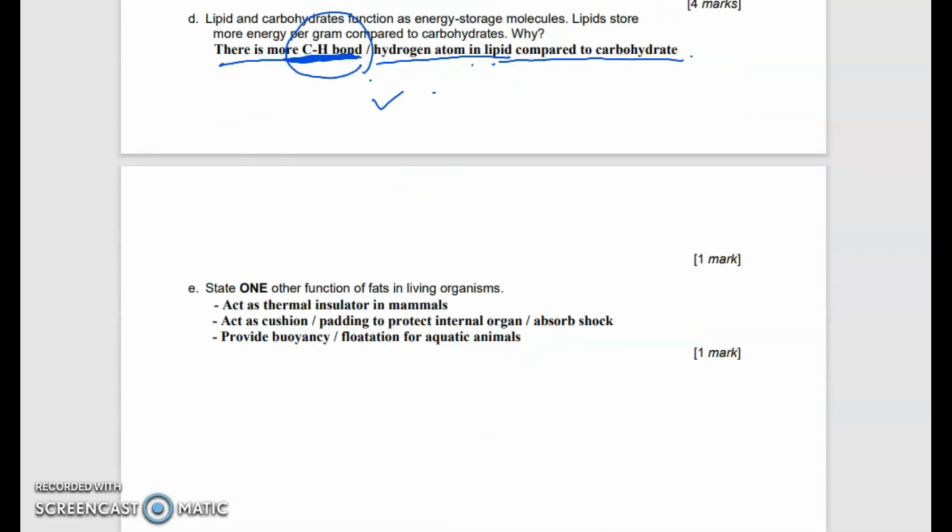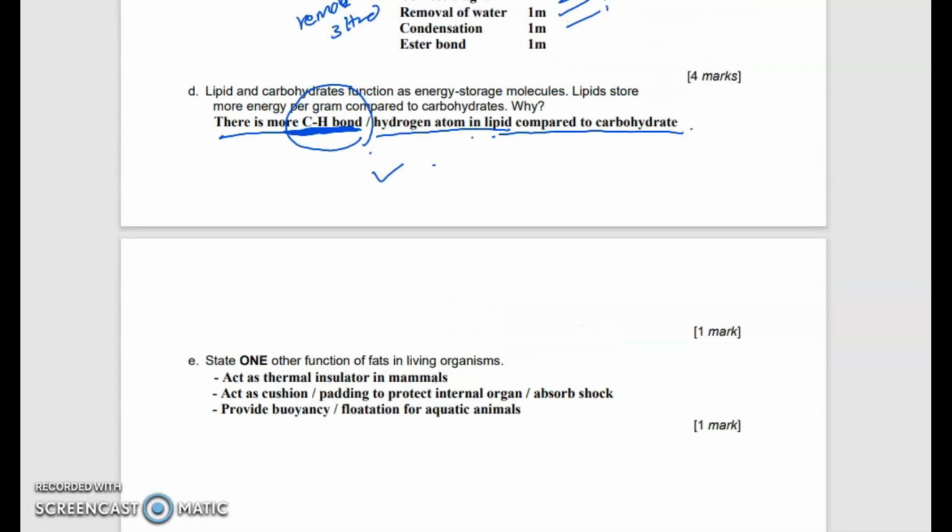Okay, final question for lipid. State one of the functions of fats in living organisms. So bila kata fats, ini merujuk kepada lipid itself lah. Okay, so as a thermal insulator in animals, act as cushion, padding or protect internal organs, absorb shock, provide buoyancy or flotation of aquatic animals. Tak kisah.